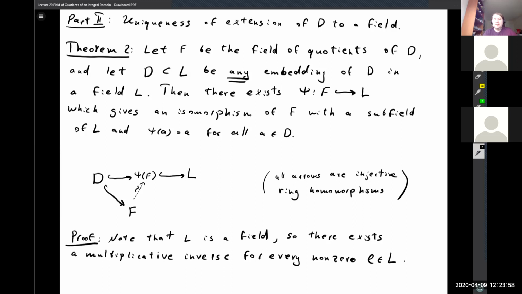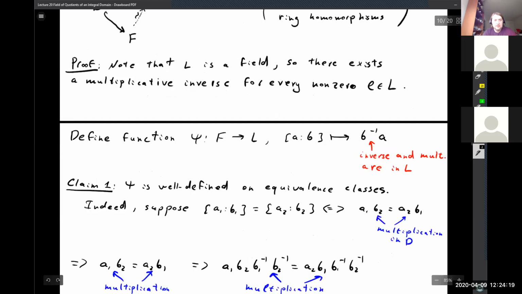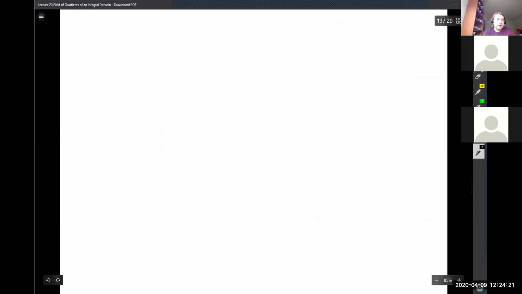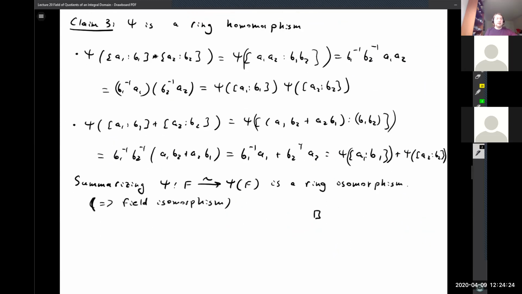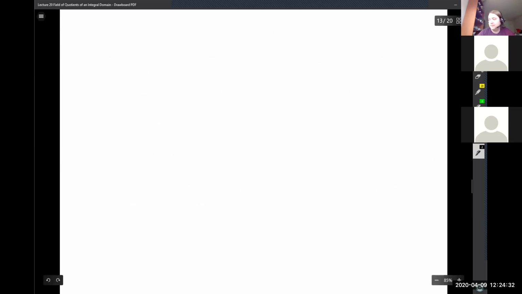So in other words, there is no other way to embed an integral domain in a field such that we will get a subfield generated by elements of D and its inverses any different. Okay, so again, with this theorem, let's discuss the part which is kind of interesting. What happens if we already started with a field?